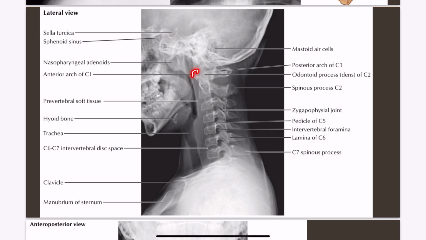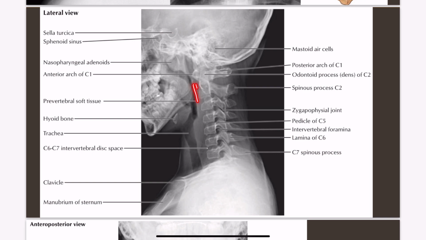Here we can see the anterior arch of C1. Here you can see the dens of C2, and we can see the intervertebral foramina, pedicle. Here is a body, here is a pedicle, and this is the spinous process. All this we can visualize in a lateral view.